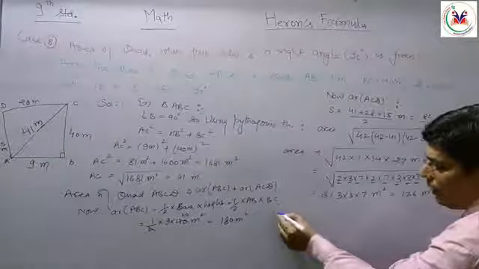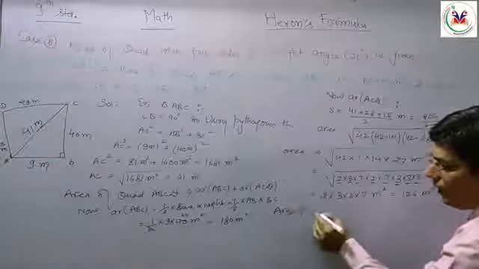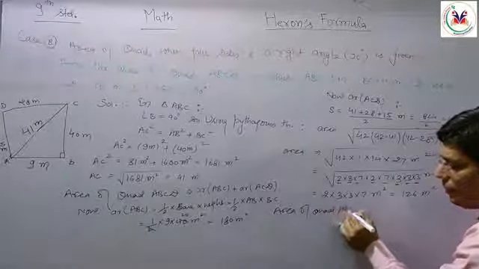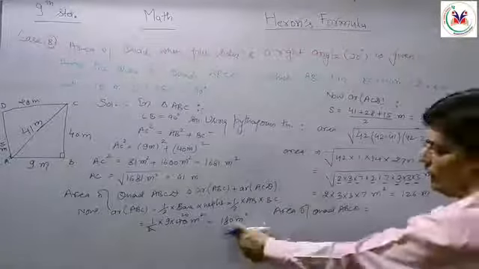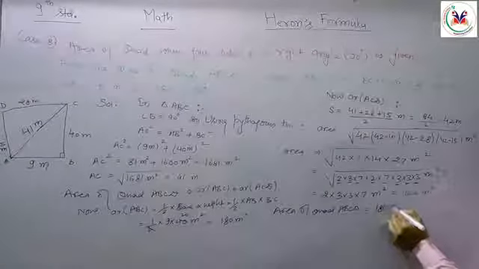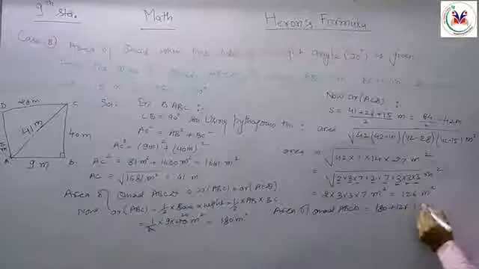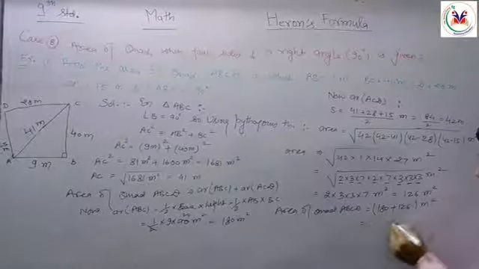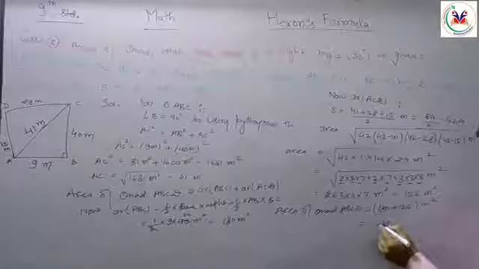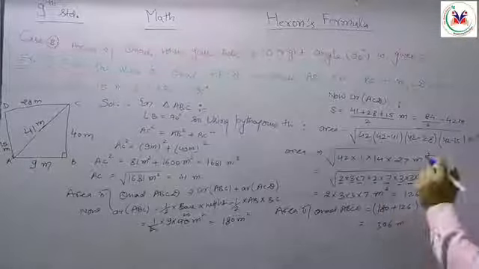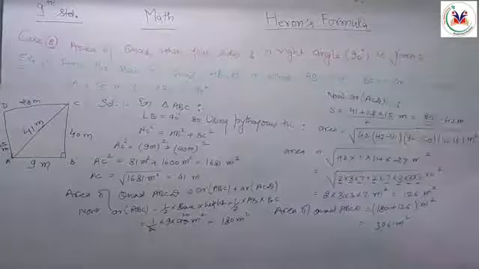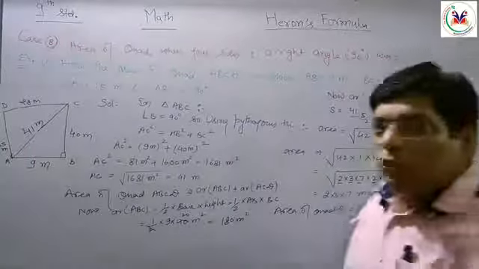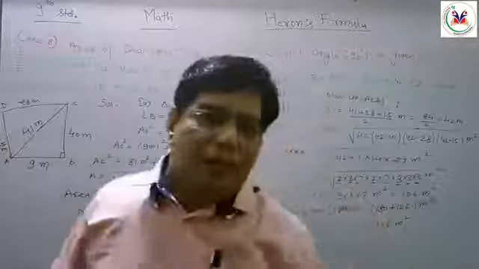Now area of quadrilateral ABCD equals to first area, that is 180 plus 126 meter square. 6, 0, 6, 2 carry 1, 306 meter square. That will be the given answer. That will be the area of given quadrilateral in which 4 sides and 1 right angle is given.